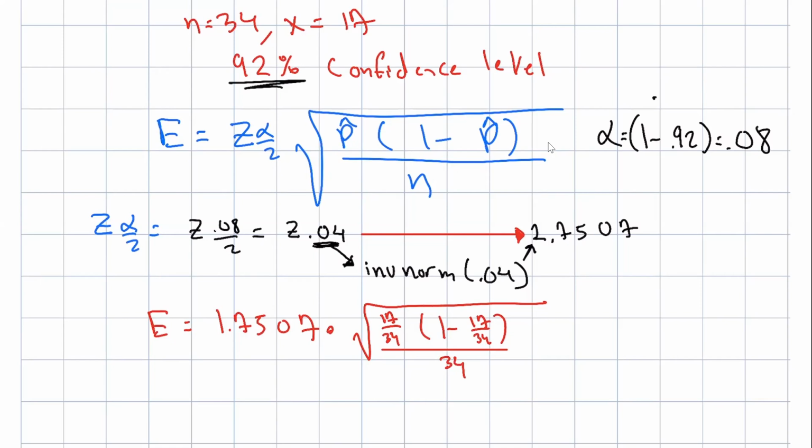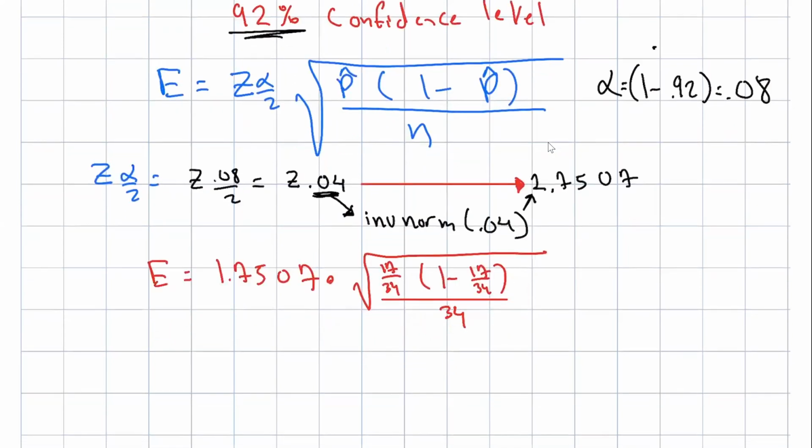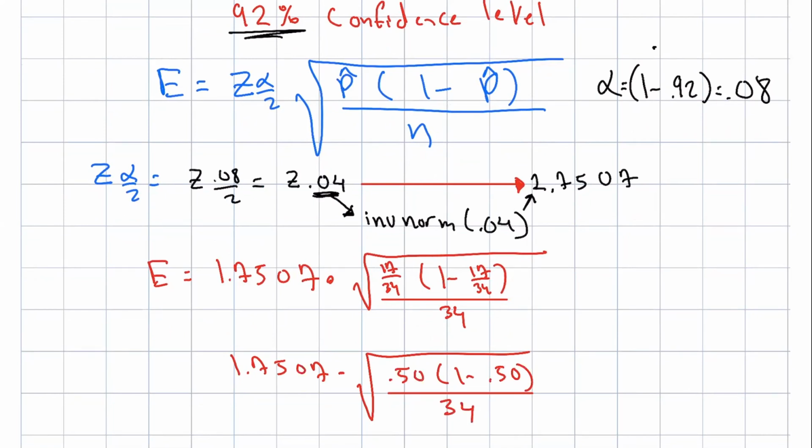Right. If you look at 17 divided by 34, we actually already did this when we found the confidence interval, if you remember, they gave me p hat. P hat is actually equal to 0.50. So you've got 1.7507 multiplied by the square root of 0.50 times 1 minus 0.50, all divided by n, which is 34. So this is what I'm going to enter into my calculator. I'm going to transfer back to the TI-84.